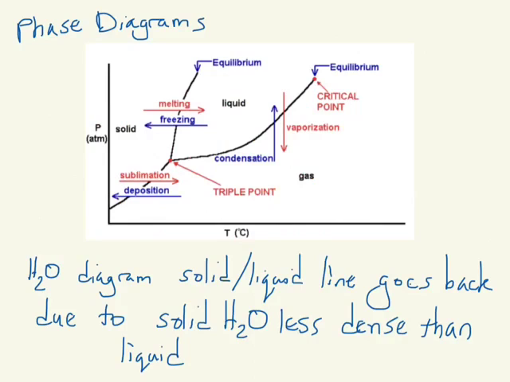Okay. Other than that, everything else is the same. Critical points right up in the general place where it should be. The curved lines represent the solid-gas line and the liquid-gas line. Your triple point is on there as well. But be mindful that the slope of the solid-liquid line is different for H2O. All right. That's all there is to it.